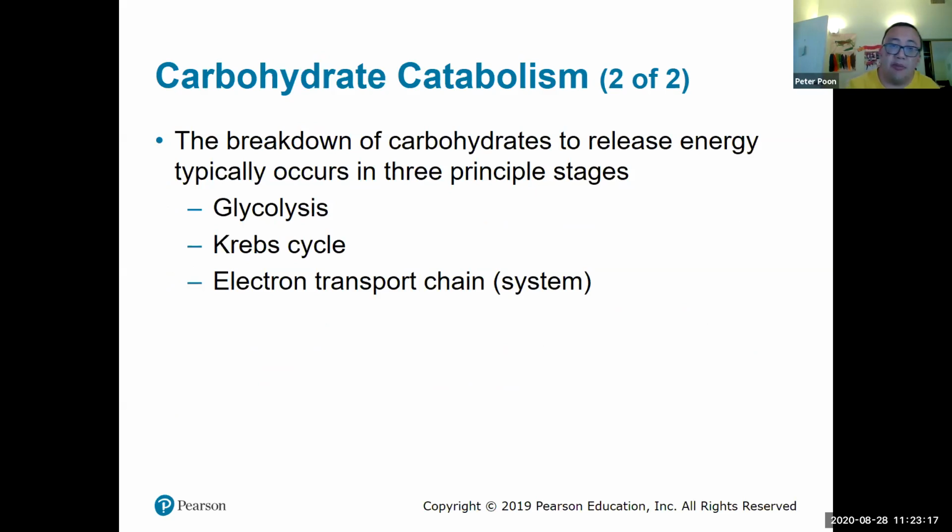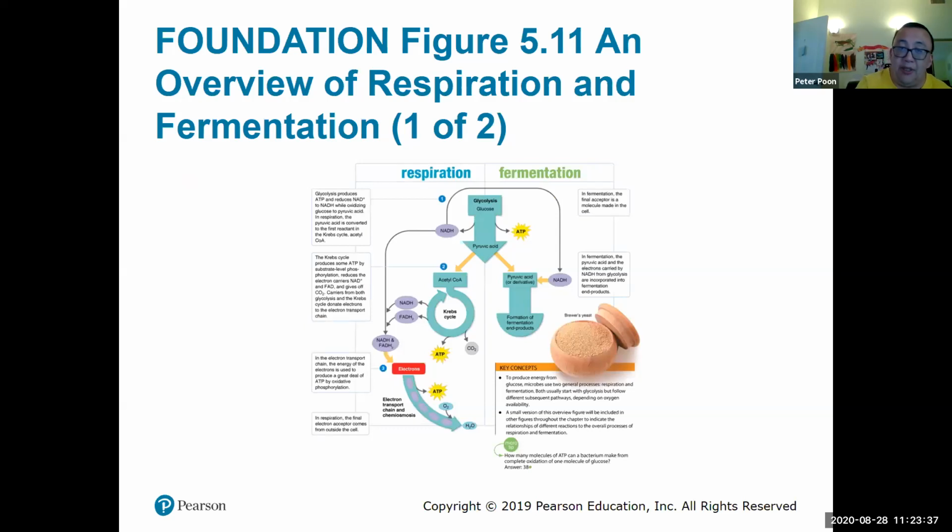Carbohydrate catabolism. The breakdown of carbohydrates to release energy occurs in 3 principal stages: glycolysis, the Krebs cycle or the citric acid cycle, and the electron transport chain. What you get out of this is not every single step in the process. I'm not going to ask you for every single enzyme or product in the process. What I do want you to understand is a big overview of the 3 steps: what goes into each of the 3 steps and what comes out of each.